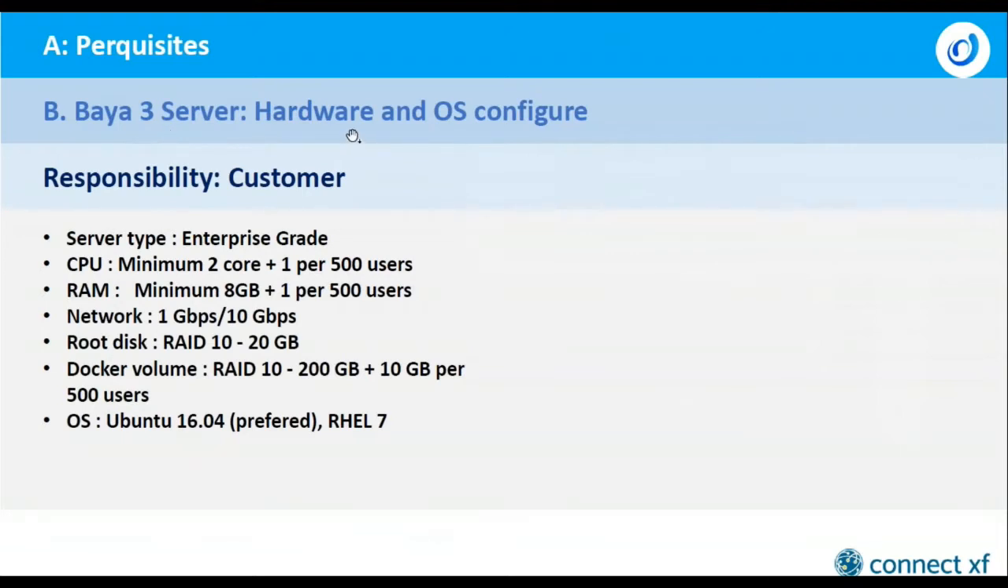Another prerequisite is, of course, the hardware, additional hardware and OS configuration for BIA 3. So server type, of course, it has to be enterprise grade. Then minimum CPU required will be 2 core, and depending on your user base, you can increase the sizing of CPU. Same way for the RAM configuration, minimum required is 8 GB and you can add as per your user base. The network required will be 1 Gbps or 10 Gbps.